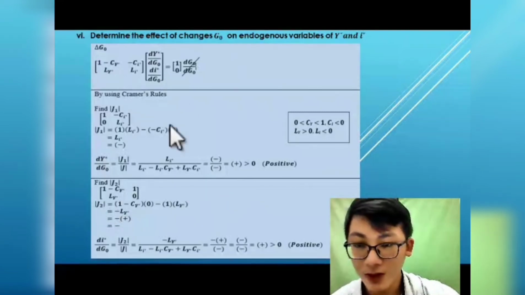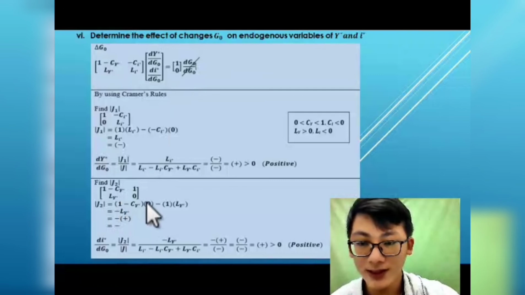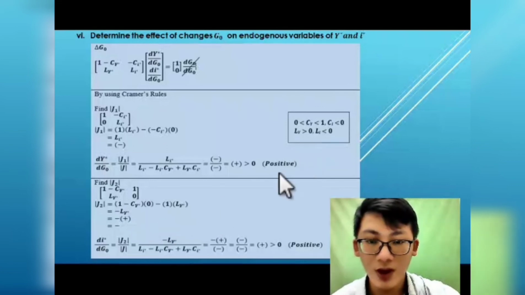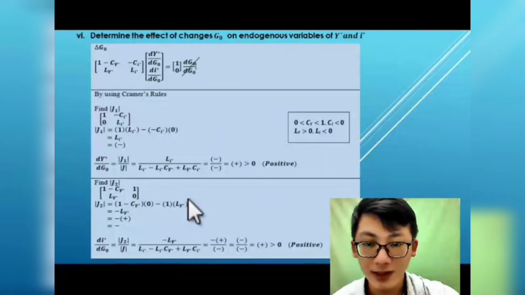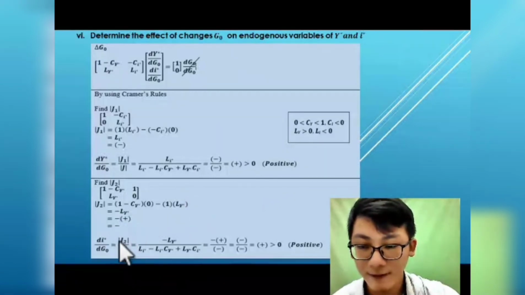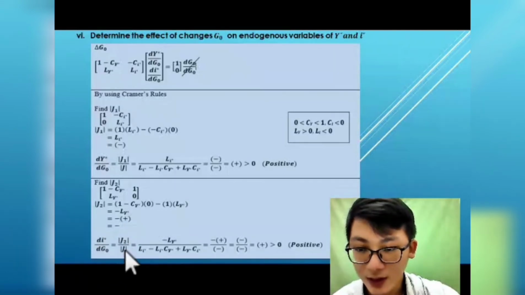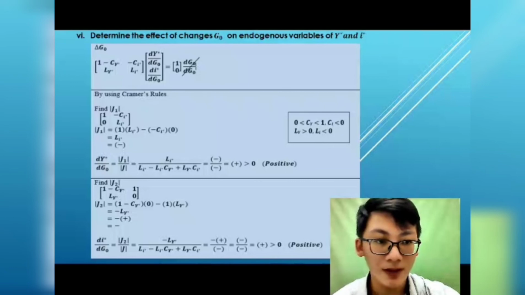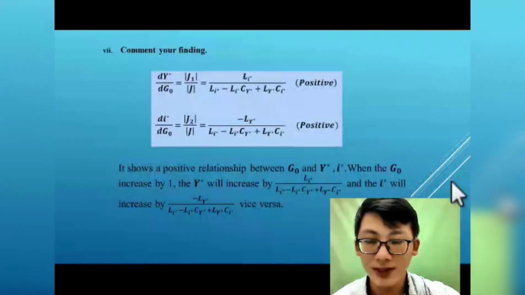Same with the J2. We substitute 1 and 0 into the second column. So after we calculate it, we get the answer is negative Ly. And then based on the condition, we know that Ly is positive. So negative times positive, we get the negative. And then the partial derivative of I is J2 divided by J, meaning negative divided by negative, we will get the answer is positive. So next is question 7.